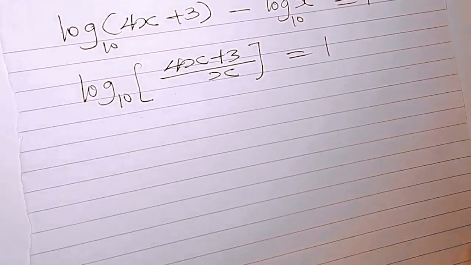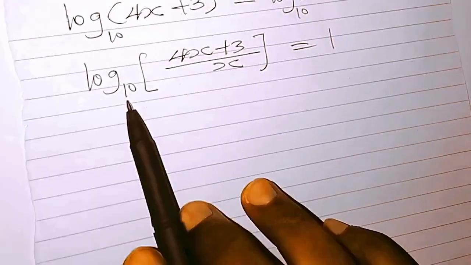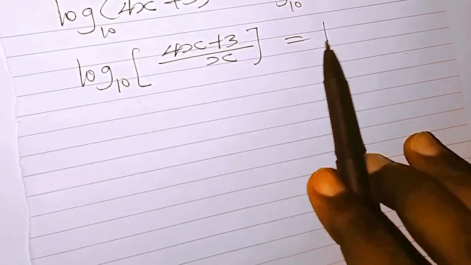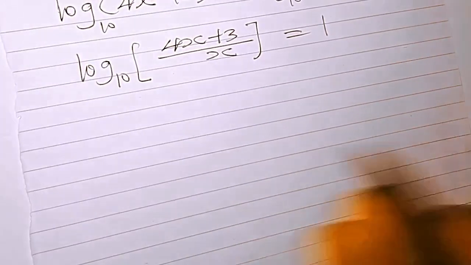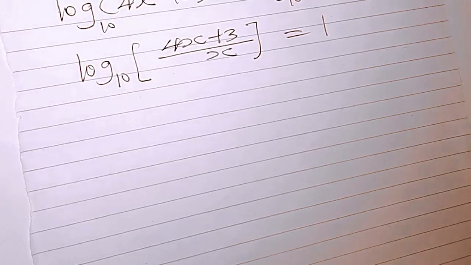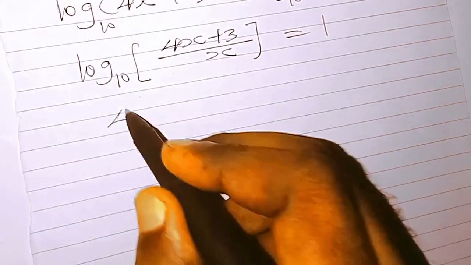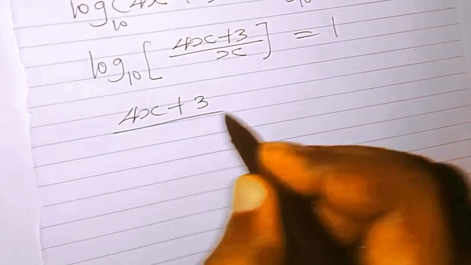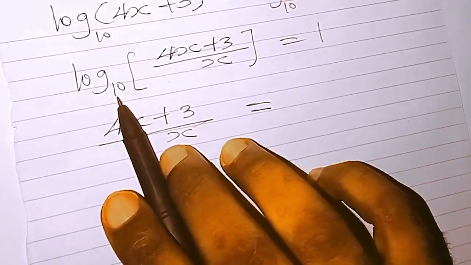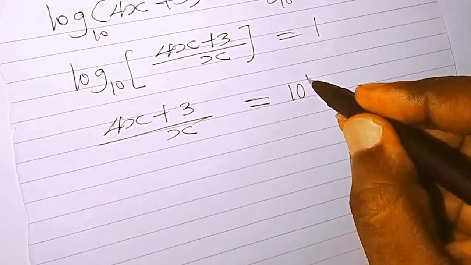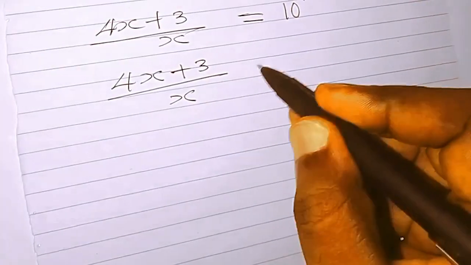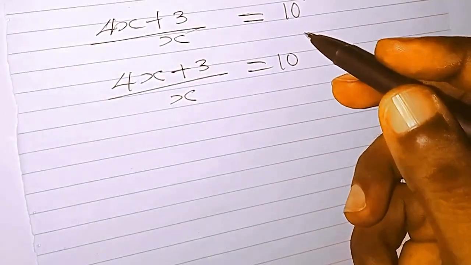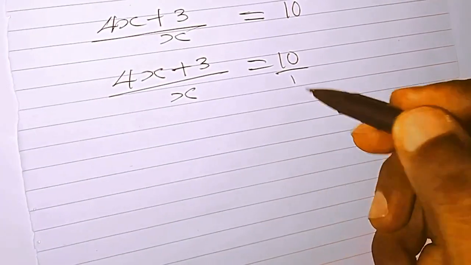And then we need to change this to index form. Remember, the base here is 10 raised to the power of 1 is equal to whatever the term we have there. So that's how to change from log form to index form. And therefore, this becomes 4x plus 3 over x equal to 10 raised to the power of 1, which is the same thing as 4x plus 3 over x equal to 10, because 10 raised to the power 1 is 10, but 10 over 1 this time around.